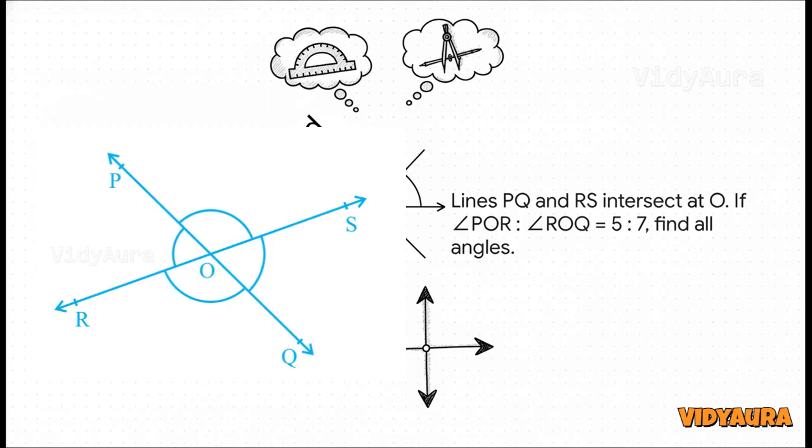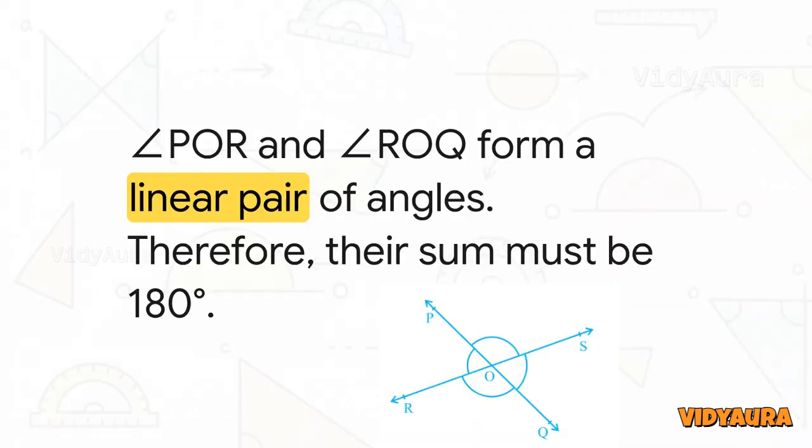Look at the figure. We have two lines, PQ and RS, intersecting. They tell us the ratio of angle POR to angle ROQ is 5:7. Our mission, should we choose to accept it, is to find the measure of all four angles. So what's the very first thing you should notice here?